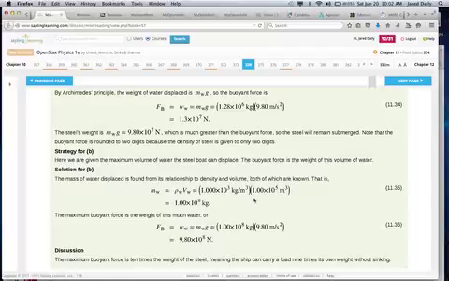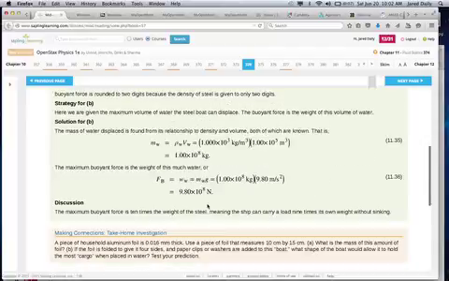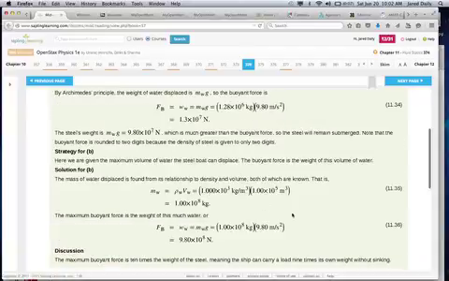So if we have 1 times 10 to the 5th meters cubed of water being displaced, and the density of water is 1,000 kilograms per meter cubed, we multiply those together and we get 1 times 10 to the 8 kilograms as the mass of our water. To get the buoyant force, we multiply that mass times gravity, 9.8, giving 9.8 times 10 to the 8. And guess what? Actually, it's 10 times greater than the weight of the steel.